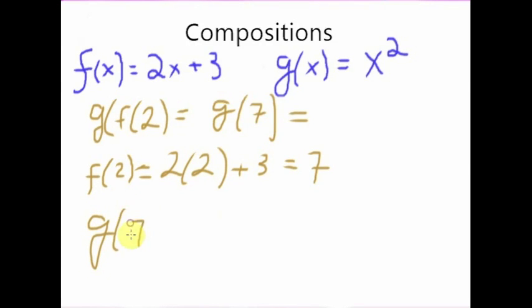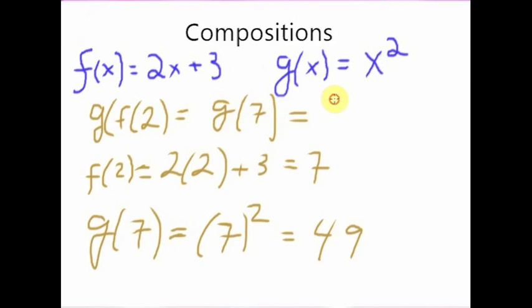So now we need to find out what g of 7 is. So we plug in a 7 every time there's an x. So it's 7 squared, which equals 49. Therefore, g of f of 2 is equal to 49.